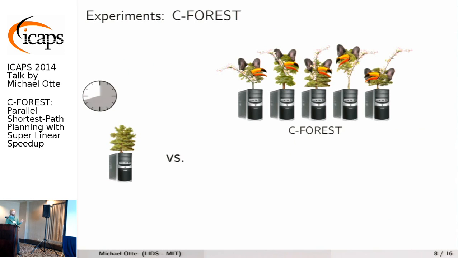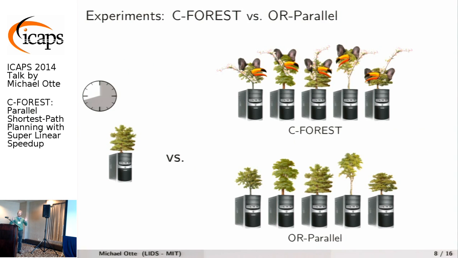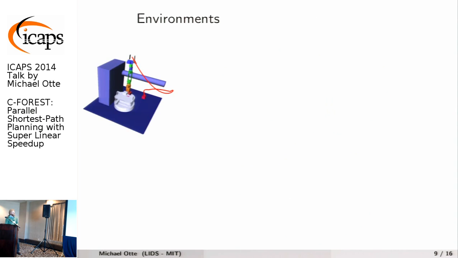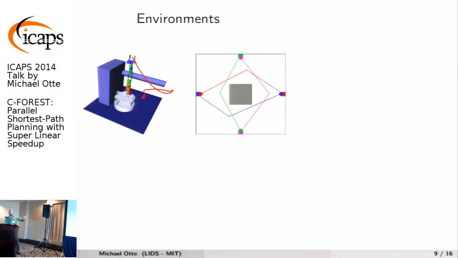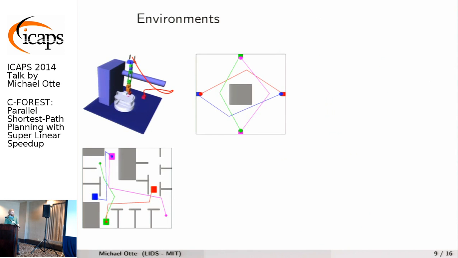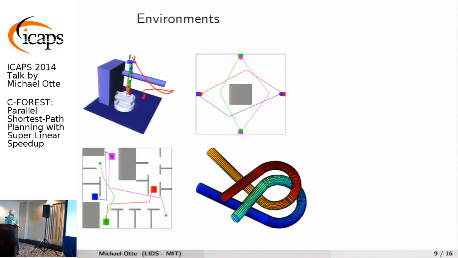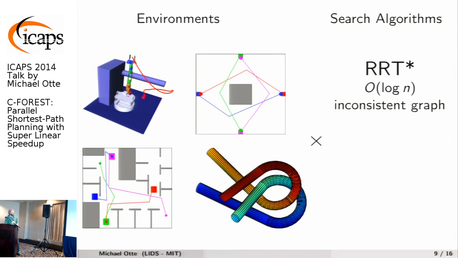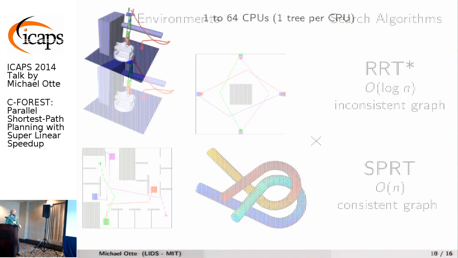In the experiments that I do, I compare to this OR parallel idea, where we just build a single tree on each CPU. There's a couple of different environments that I've used: a manipulator arm, a toy problem with a multi-robot planner, an office environment with 4 different robots, and the alpha benchmark problem, which everybody I'm sure is familiar with. The search algorithms that I've used are RRT star, which is, as of a couple of years ago at least, the state-of-the-art sampling-based motion planning algorithm. It takes log of n per iteration and keeps an inconsistent graph. I also compare it to something from my PhD thesis, which took longer per iteration but maintained a consistent graph, just to show that this parallelization method works in a bunch of different settings.